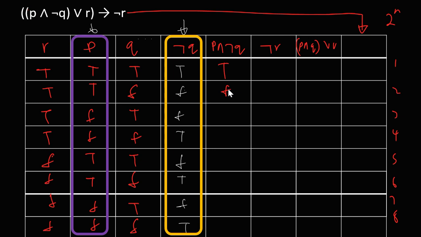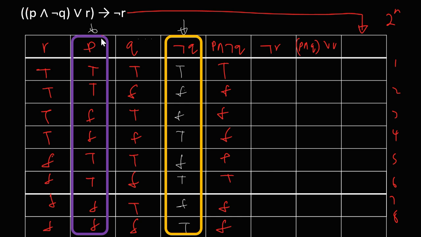Okay, here, are both of these true? No. Both of these true? No. Both of these true? No. Both of these true? Yes. Both of these true? No. Both of these true? No. Okay, so we have made this one, and now they want not R.